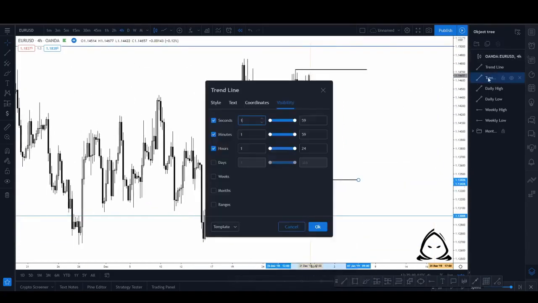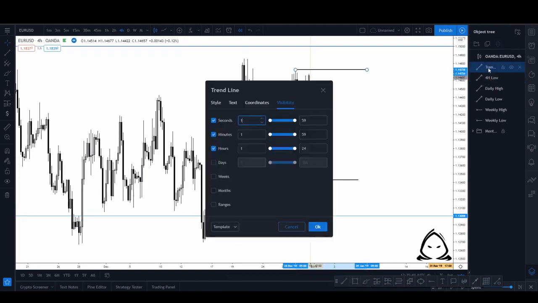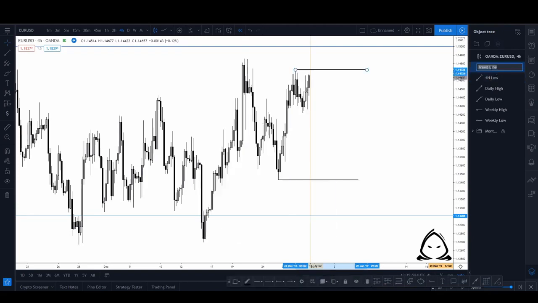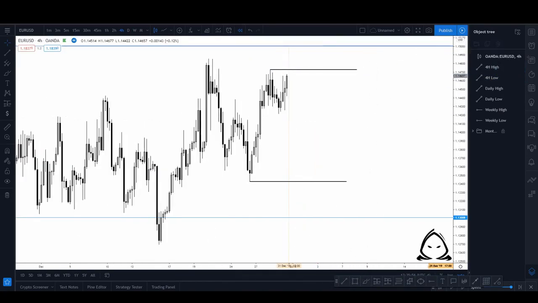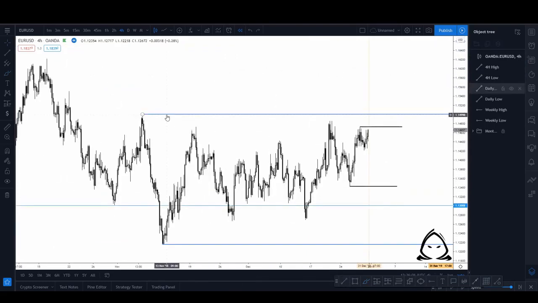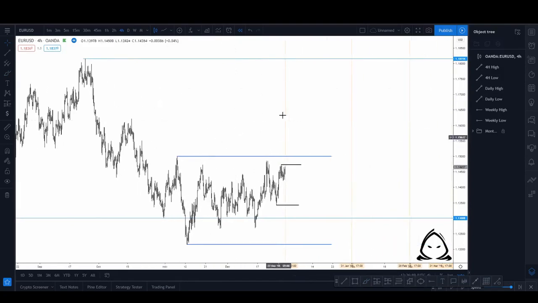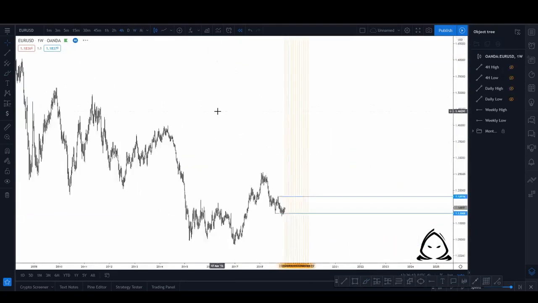Again, we'll just quickly add in a name here to keep things organized. This is the 4-hour low, and this is the 4-hour high. Perfect. So we can see on the 4-hour now we're starting to make higher highs and higher lows. We're approaching the overall high of the daily. And we know that the weekly is still bearish overall, but we do have a fair amount of range when we're looking at the overall weekly chart.